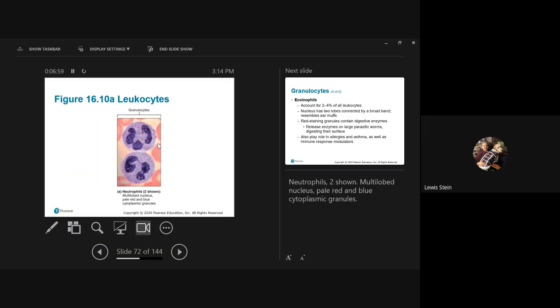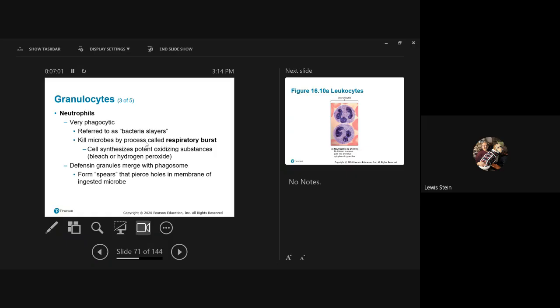I'm trying to address 2 things at once. So they call it the respiratory burst. Remember we talked about toxic derivatives of oxygen? What they do is they release chemicals. They synthesize these oxides, reactive oxygen species, and basically bombard the bacteria, the microorganisms they're in touch with.